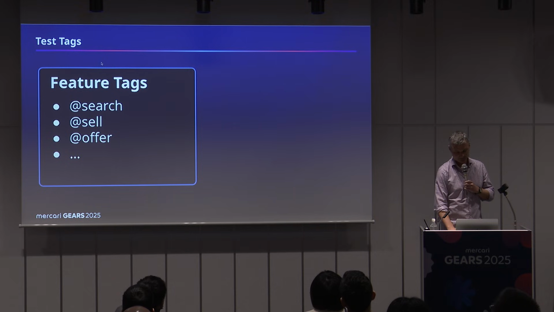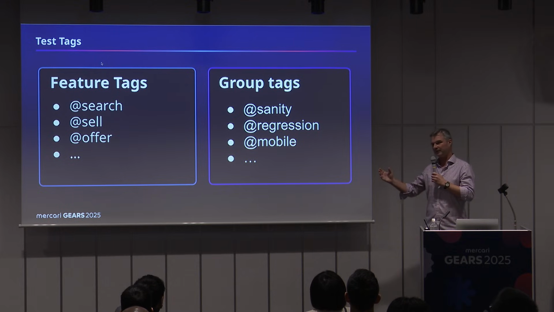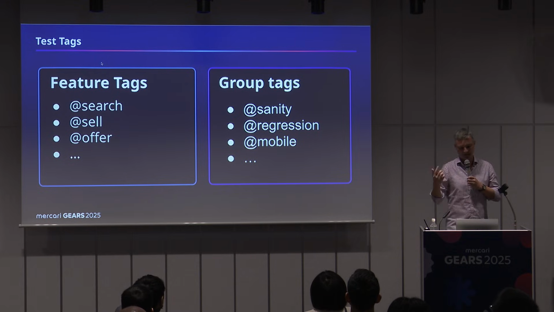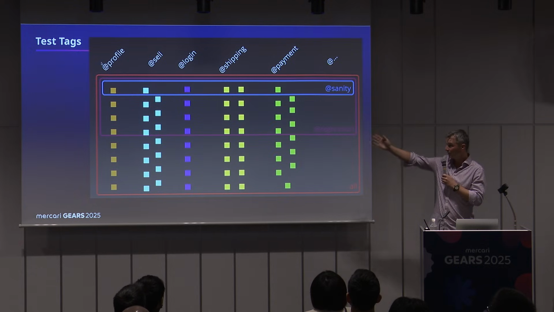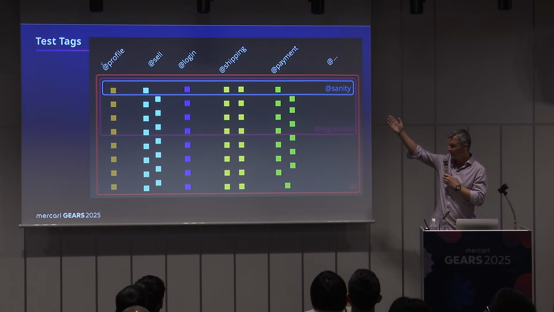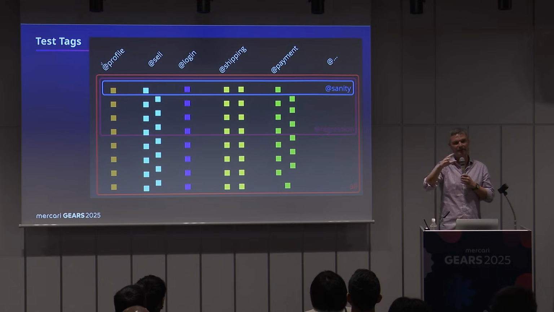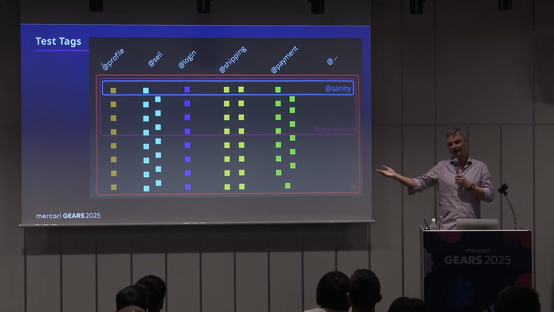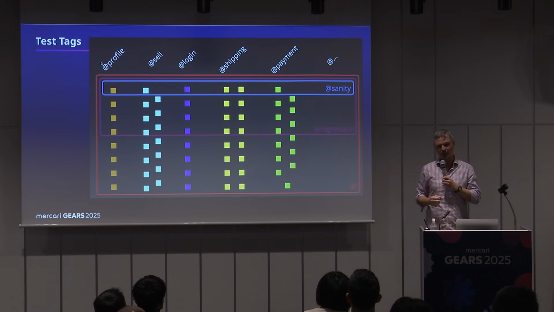So these are feature tags, but we also use different types of tags that we call group tags. For example, sanity. If feature tags are on top, each column shows each test, so there could be a different number of tests for each feature. A tag like sanity cuts across all the features. We tag a couple of representative tests for each feature, and they constitute the sanity set.